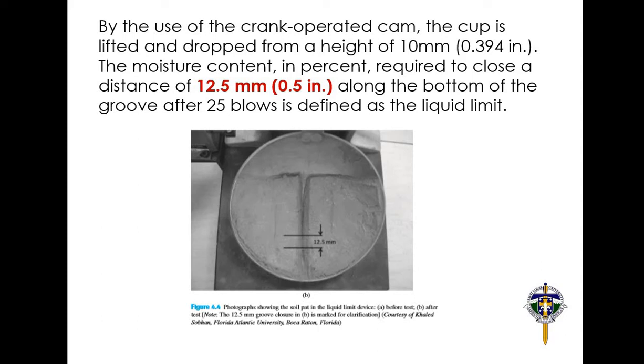By the use of the crank operated cam, the cup is lifted and dropped from a height of 10 millimeters. The moisture content in percent required to close a distance of 12.5 millimeters along the bottom of the groove after 25 blows is defined as the liquid limit. So by the 25th blow, at least 12.5 millimeters has already been closed, or the two portions of the soil paste have met. The moisture content in that case is the liquid limit.